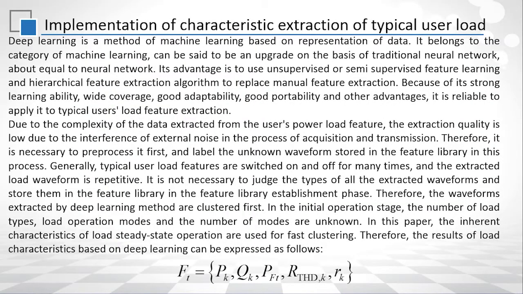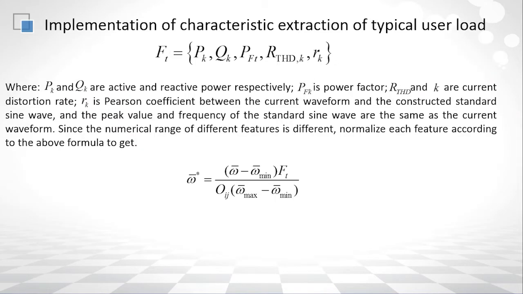Deep learning is a method of machine learning based on representation of data. In this paper, the inherent characteristics of those steady-state operations are used for fast clustering. Therefore, the results of those characteristics based on deep learning can be expressed as follows. Since the numerical range of different features is different, each feature is normalized according to the following formula.